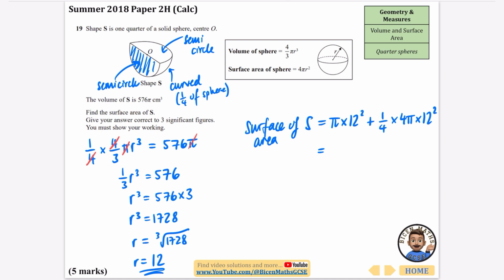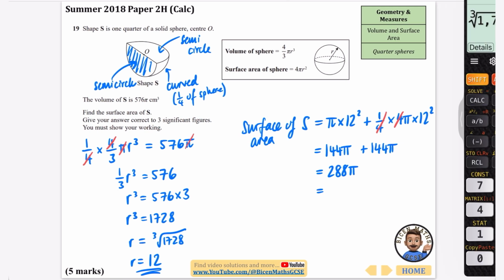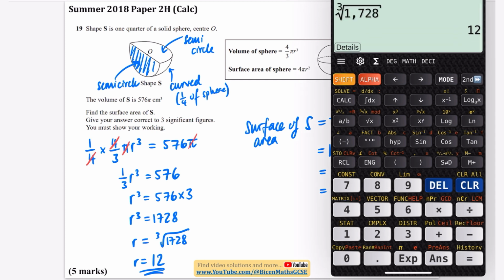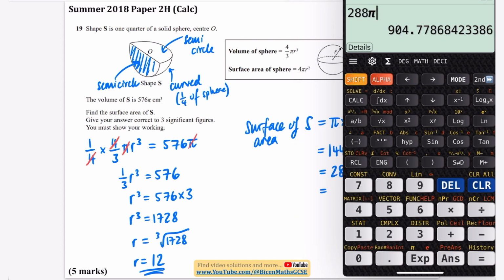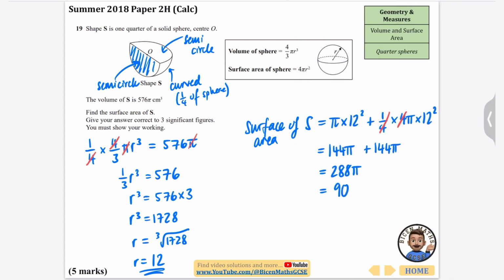Now there's a bit of simplifying that can be done here. 12 squared is 144, so I get 144 pi. This 1/4 of 4, well, the quarter and the 4 cancel, so I just get another 144 pi. And 144 pi plus 144 pi is 288 pi. It didn't want it in terms of pi, so I'm actually just going to type that in the calculator, and I'm going to give it correct to 3 significant figures. So that's 288 pi, and that is 905 to 3 significant figures. So that is 905 centimetres squared for that one.